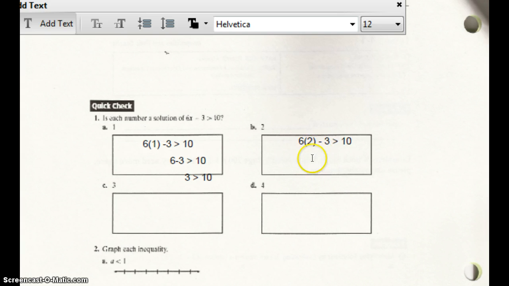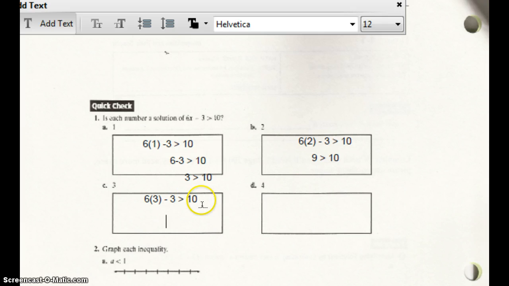Okay, and 6 times 2 is going to be 12. So we have 12 minus 3, which gives us 9. We have 9 greater than 10. And once again, we just see that this isn't going to be true because this is our greater sign, and we have a lesser value on this side. So if we try out part C here, we have 6 times 3 minus 3 greater than 10.